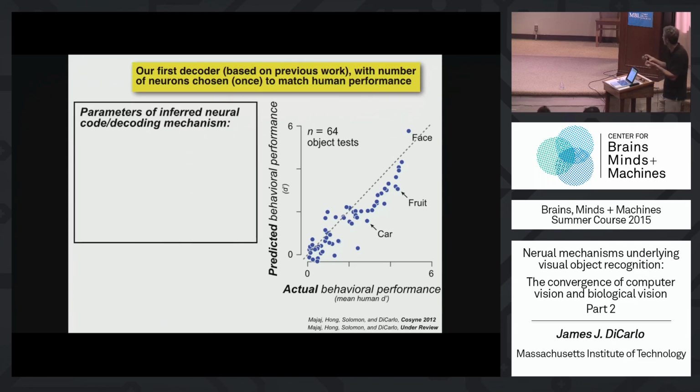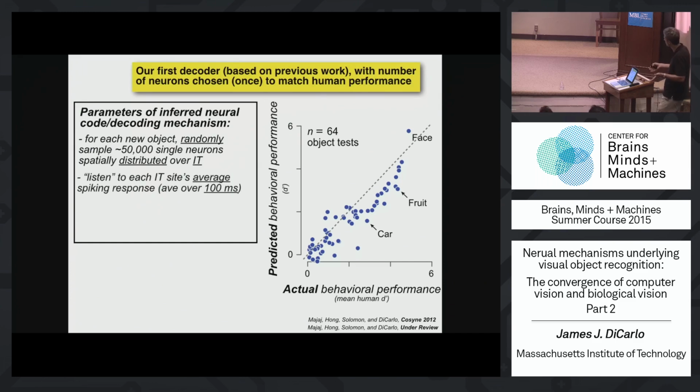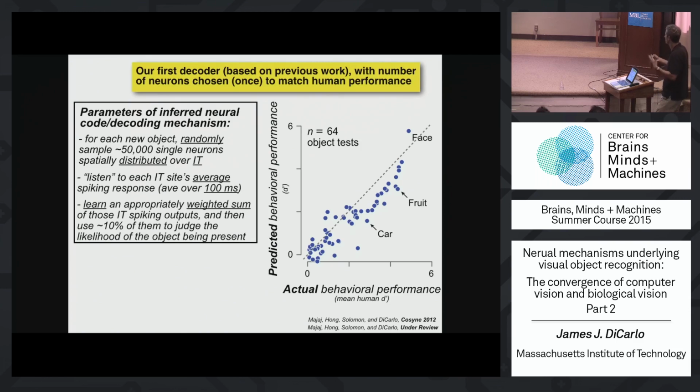Let me now be more concrete about the inferred neural mechanism that we're testing here. For each new object, we think what happens is some downstream observer, a downstream neuron, randomly samples roughly 50,000 single neurons, spatially distributed over all of IT, not biased to any compartments, and listens to each IT site. When I say listen, in this case, we think it could average over 100 milliseconds. We're not sure about this. This is just the version shown here. It learns an appropriate weighted sum of those IT spikes, and then listens to 10%. That's basically, once you learn, about 10% of the IT neurons are heavily weighted for each of the tasks. That's just an observation that we have in our data.